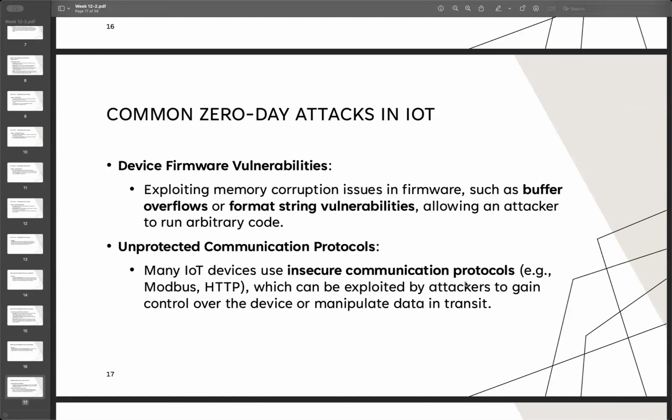We talk about the device firmware, when we did the lab on Tuesday. Also, we can have memory corruption issues in the firmware, such as buffer overflow or format string vulnerability, which can allow an attacker to run arbitrary code. And also there is unprotected communication protocol. Mainly IoT devices will use an insecure communication protocol, let's say HTTP. This is exposed to the attacker to gain control over the device or manipulate the data in transit.